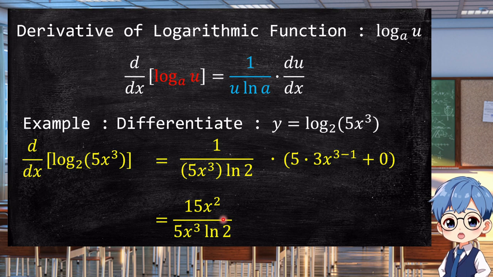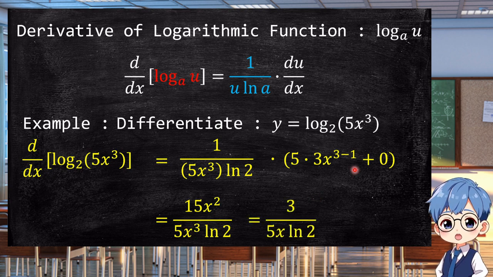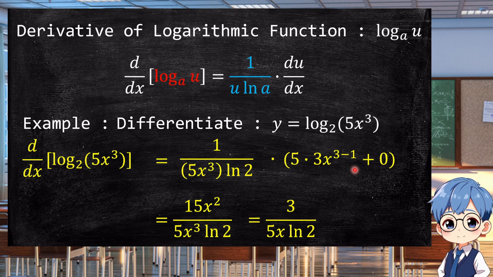Note that we can still simplify this further. So we can cancel out 15 and 5. So there will be 3 in the numerator. And of course, x squared and x cubed, there will be x in the denominator. So we have 3 over 5x ln of 2. And this will be the final answer.